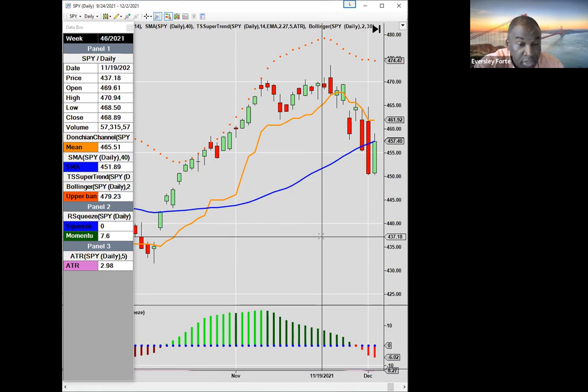We're going to put in an exit order to sell. Let's get all out at the first target. Sell two contracts when SPY goes up to $460.06.